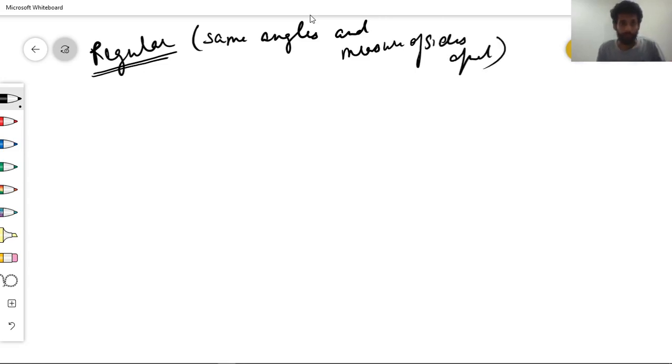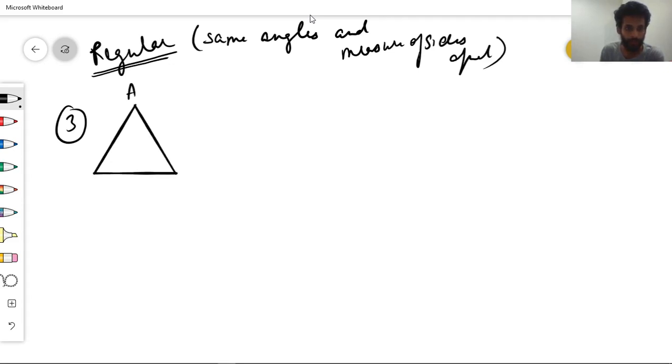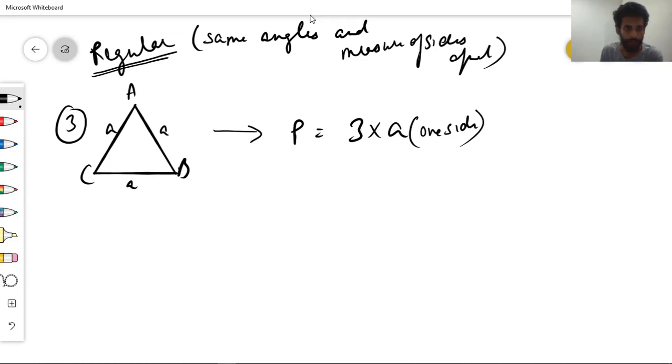Regular means same angles and the measure of sides must be equal. So first of all, let's start from a three-sided figure. A three-sided figure will be a triangle, and a triangle whose all sides are equal is called an equilateral triangle. We already got that part. So the perimeter will be 3 into A, that is 3 into one side, where I can write A as one side.